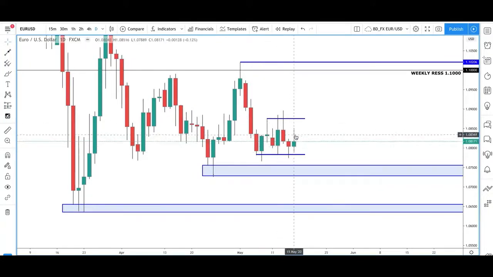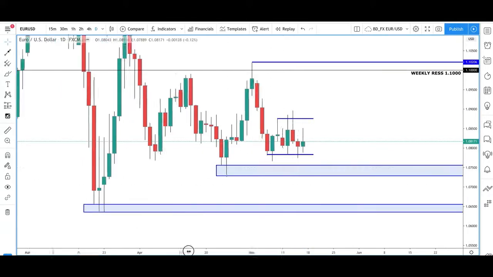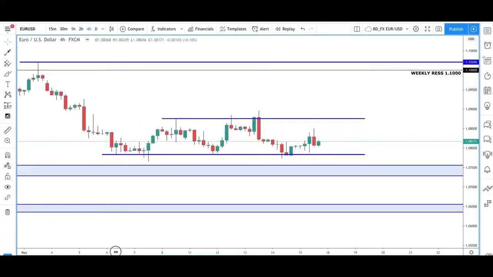So I think regardless what happens, we're going to see a push down into this region, sort of tap into this zone, and then we're going to see a move up to the upside. So that's what I'm going to be watching out for on Monday.